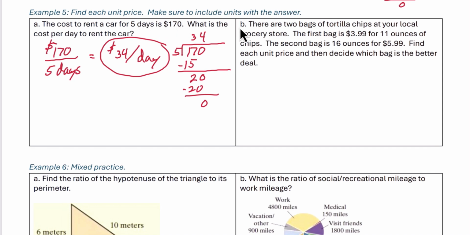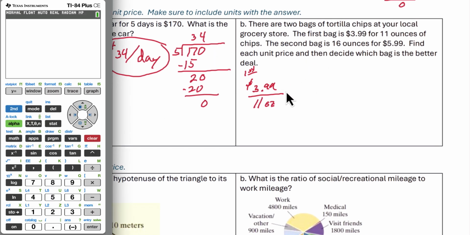In part B, there are 2 bags of tortilla chips at your local grocery store. The first bag is $3.99 for 11 ounces. The second bag is 16 ounces for $5.99. Find each unit price and then decide which bag is the better buy. So the first bag, we have $3.99 for 11 ounces. Let's see what the unit price is here.